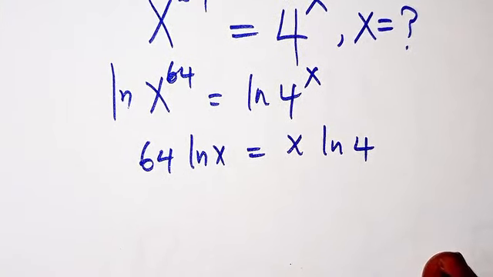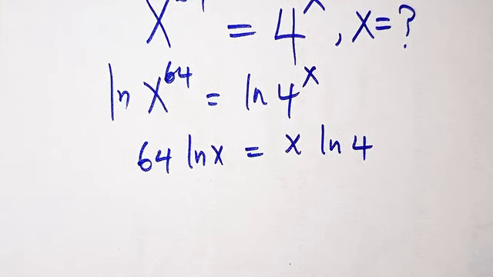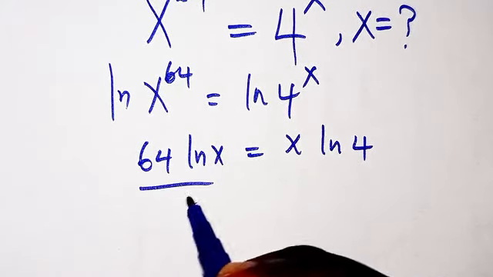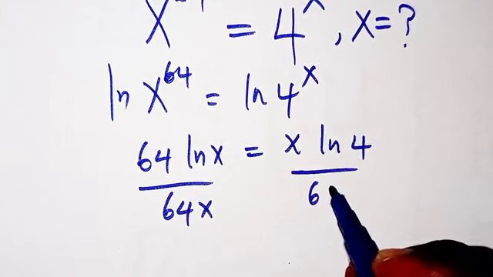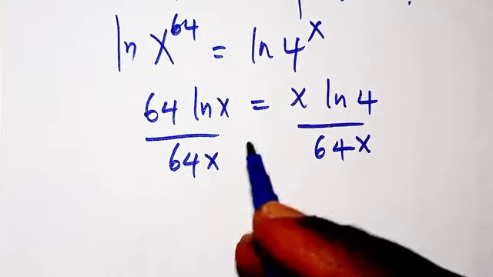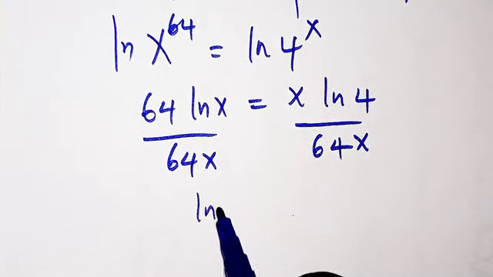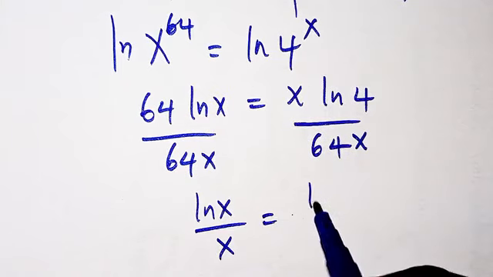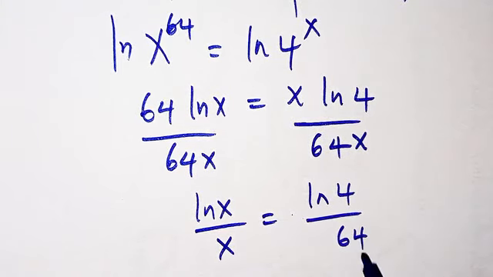So the next thing we are going to do is separate the variables, in the sense that I want x on one side and the constant on the other side. So I'm going to divide both sides by 64x. If I divide both sides by 64x, this cancels this. I'm going to have ln of x over x equals, then x cancels x, I have ln of 4 over 64.